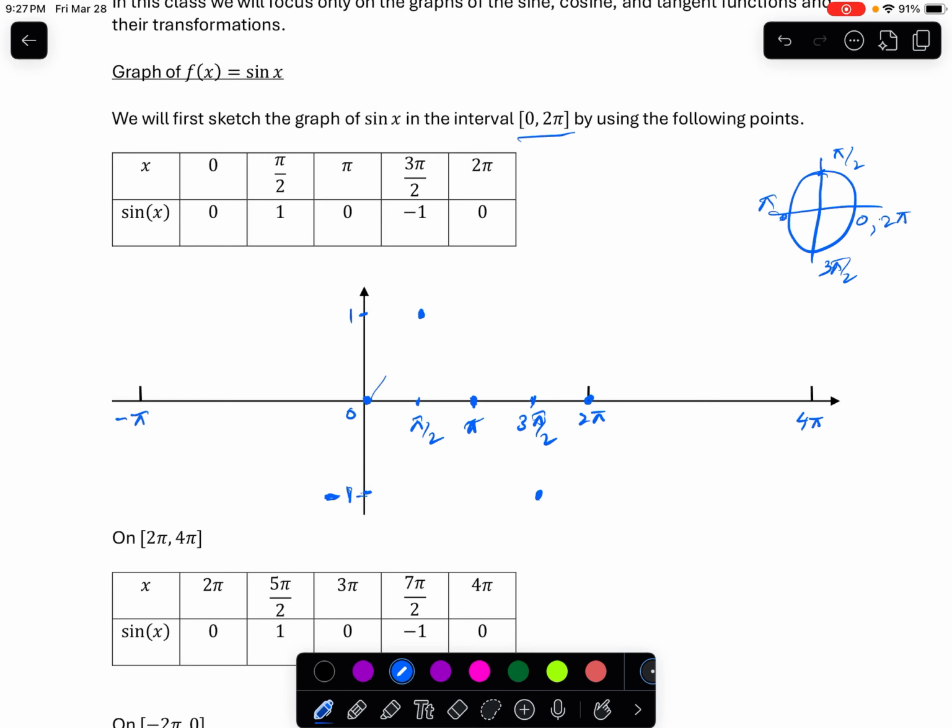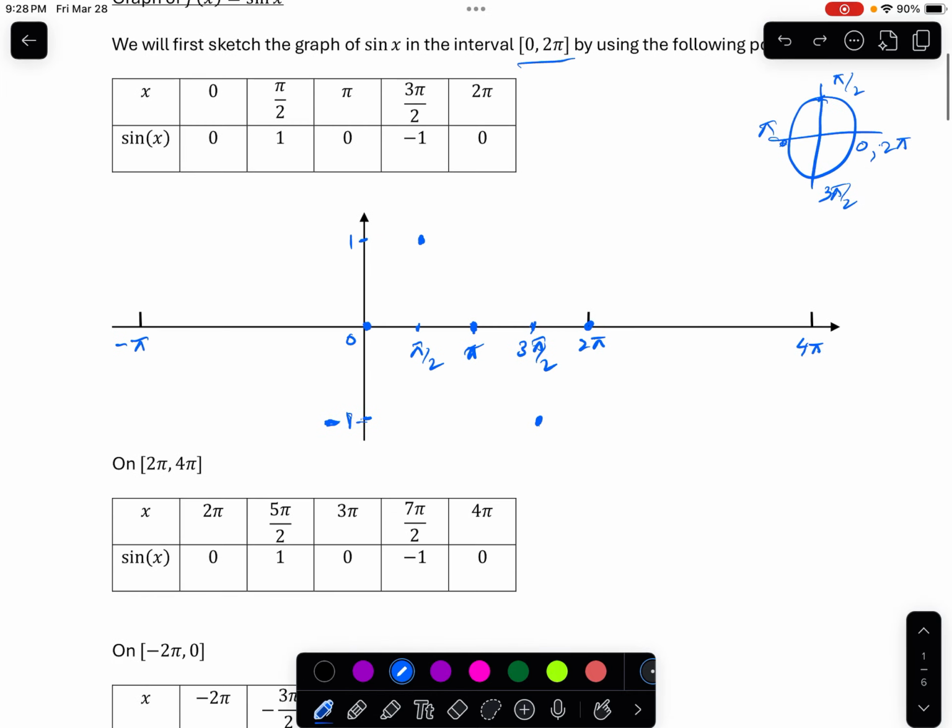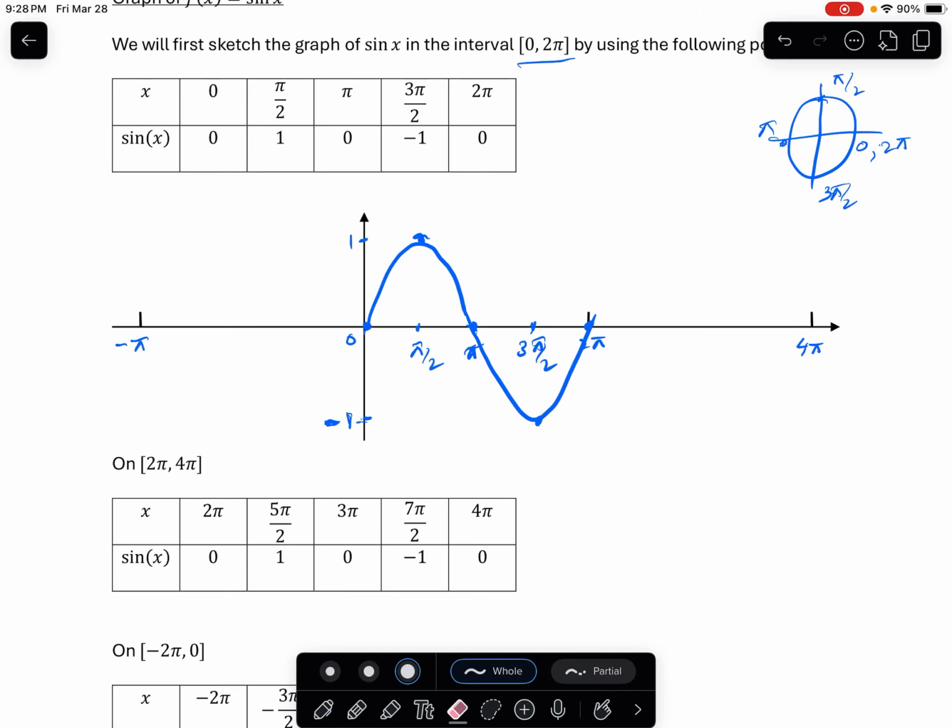Please do not do this. Do not use straight lines to join these points, because this is not the graph of sine. You have to make rounded shapes. So you will make it something like this, if this is the highest point and this is like that.